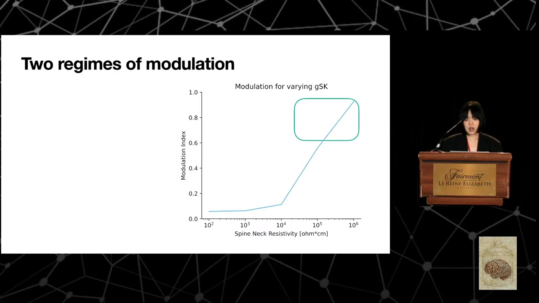So you should imagine that everything is shifted by about two orders of magnitude. So effectively, a little above 10 to the 4 is where the experimentally measured result is. So you're saying that 10 to the 4 ohm centimeters would translate to 250 mega ohms? Yes. So what kind of spine neck diameter are you assuming here?